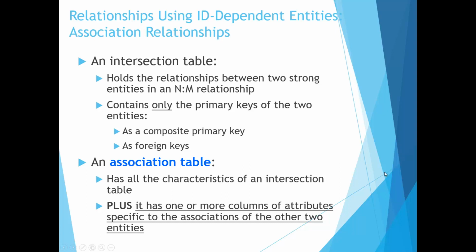So what's the difference between intersection table and association table? We already explained the intersection table and how it contains only the primary key of the two entities as a composite primary key and as foreign keys, while the association table has the primary key of the two entities, which is a composite primary key and foreign keys, plus it has one or more columns of attributes specific to the association of the other two entities.